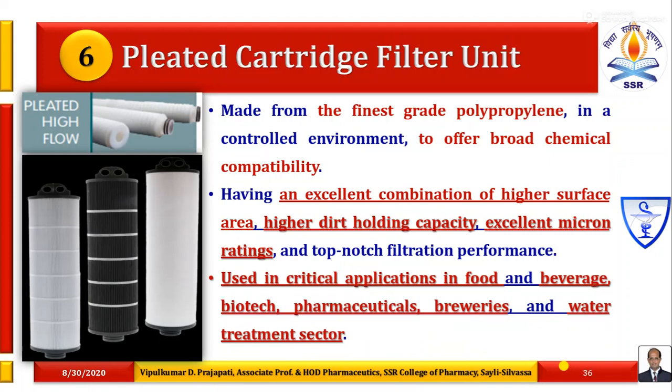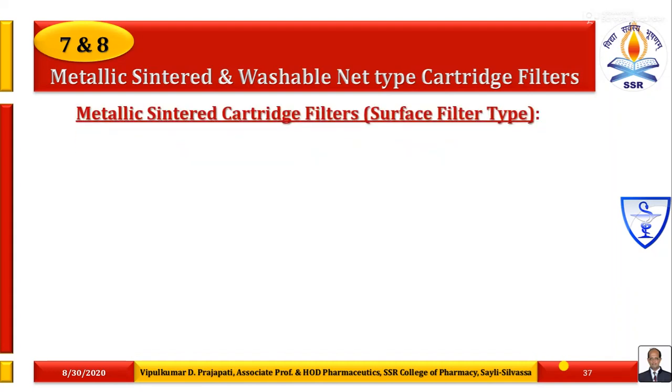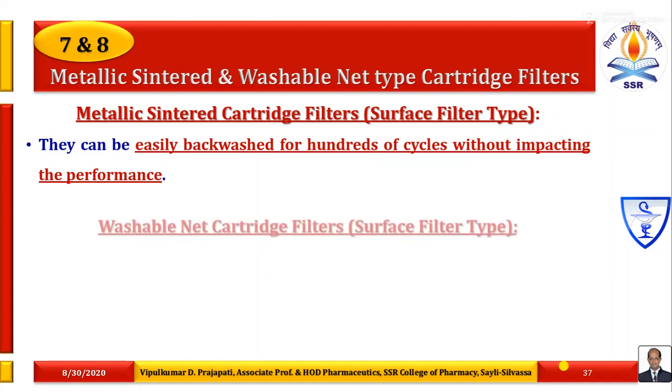They are used in critical applications in food and beverage, biotech, pharmaceuticals, breweries, and water treatment sectors. Seventh and eighth are metallic sintered and washable net type cartridge filter units. First, metallic sintered cartridge filters, they are the surface filter type. They can be easily backwashed for hundreds of cycles without impacting the performance. So it is reused. Number of times it can be used.